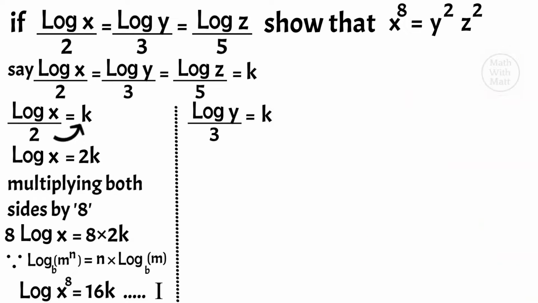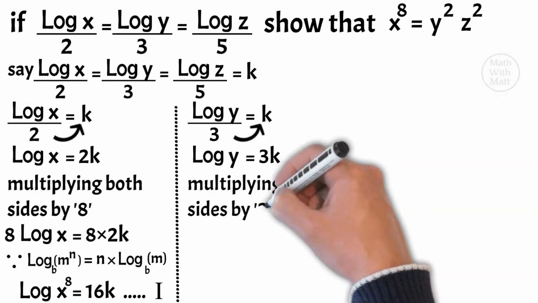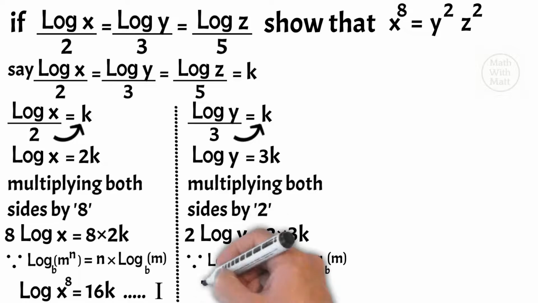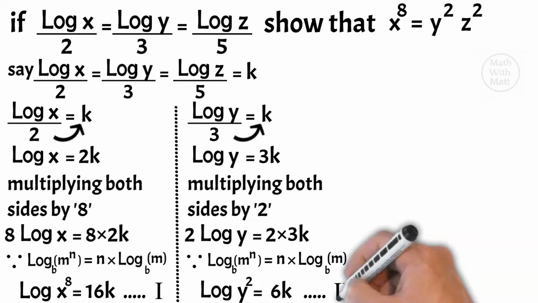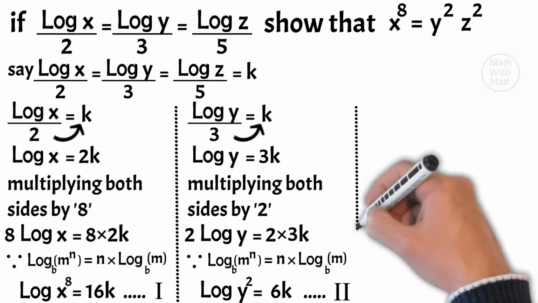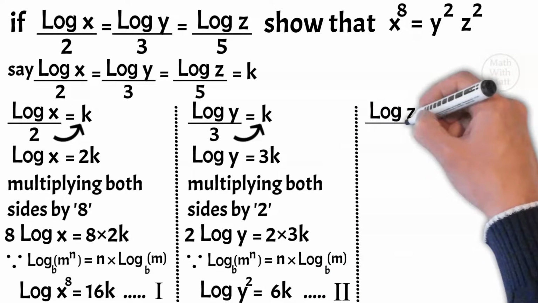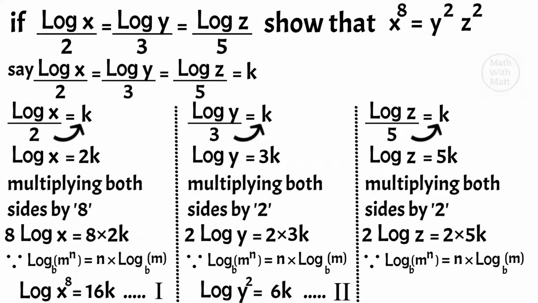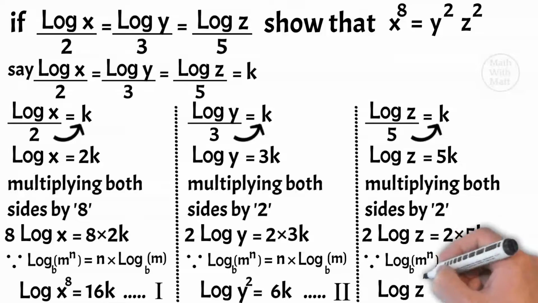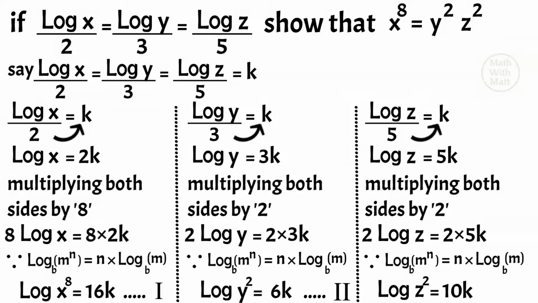Similarly, we take the second part of the given equation, and the only thing different we're going to do is multiply on both sides with 2, and from this, we yield log of y squared equals 6k. And we mark it as equation number 2. And for the last one, we again do the same mechanical process and multiply with 2 and yield log of z squared equals 10k. And mark this as equation number 3.